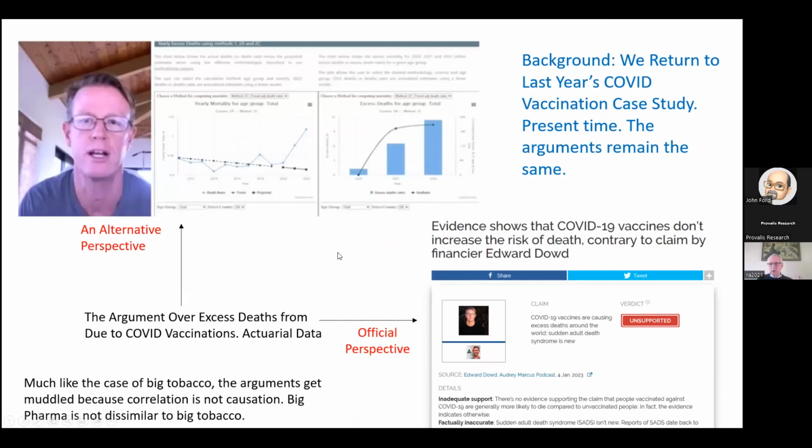And again, I'm not promoting one side or another. It's just this idea that you've got the official side, basically the CDC, disagreeing with people that say there's not sufficient evidence to say that the vaccine is harmful. You've got other people, like Ed Dowd, who's on social media quite a bit talking about excess deaths and things like this. I tend to equate the argument very much to tobacco.